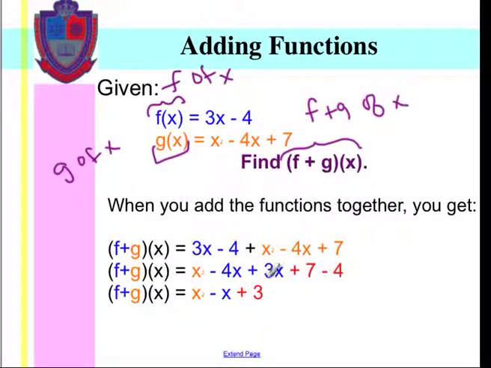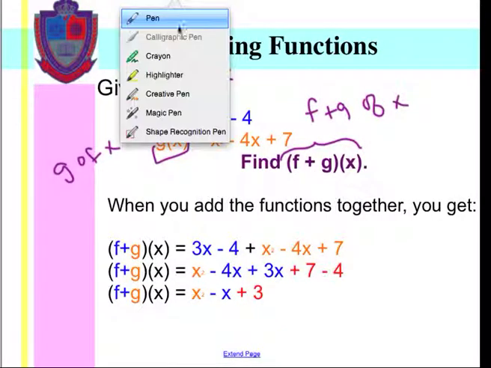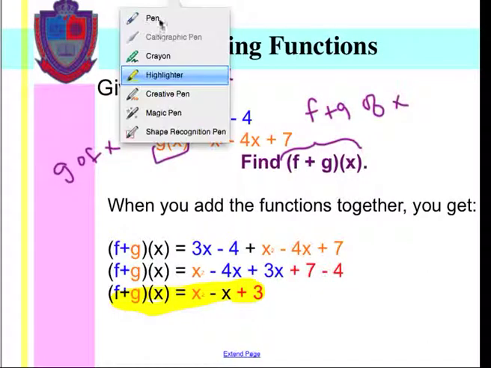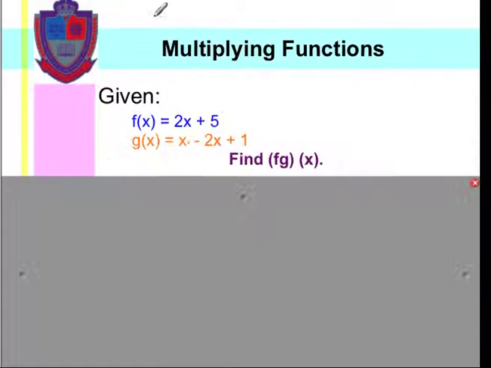So then my other like terms are the 7 and the 4. When I combine like terms, I'm left with x squared minus x plus 3. And this is my final answer. Actually, let's highlight it because it's going to make it a lot easier to see. This is my final answer. So when you're adding, you have to be able to combine your like terms, okay? Now, let's get into multiplying.